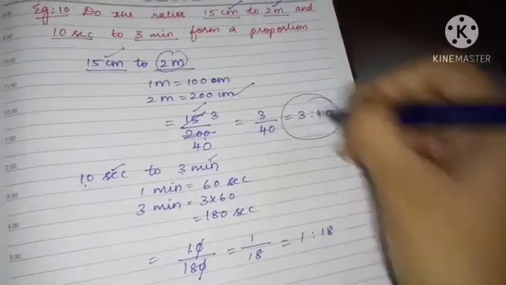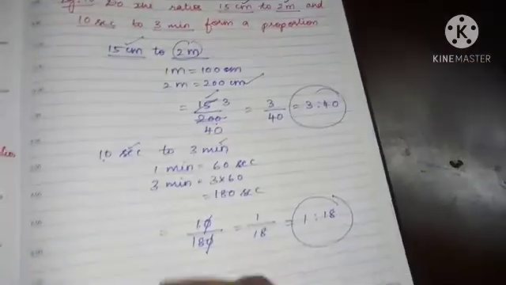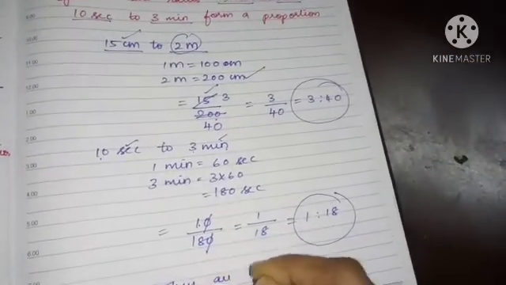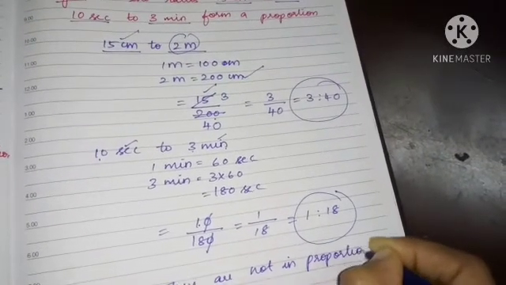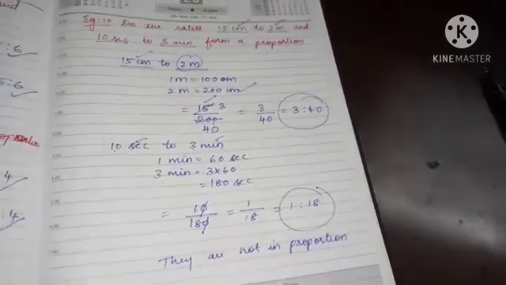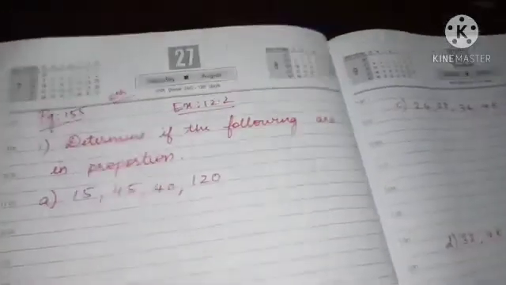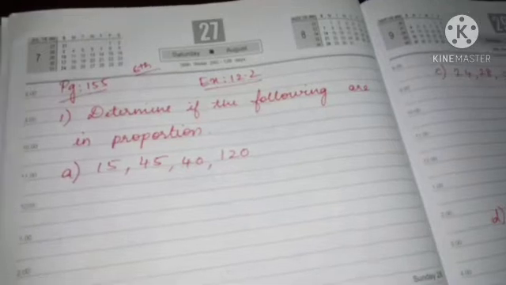1:18. Is this and this the same? No. So we can say that they are not in proportion. Understood? Next comes your exercise 12.2, children.